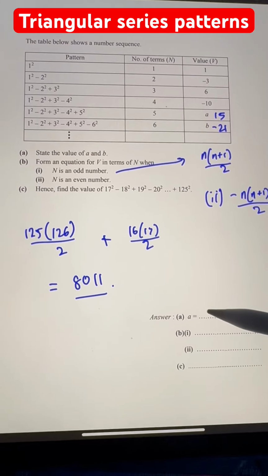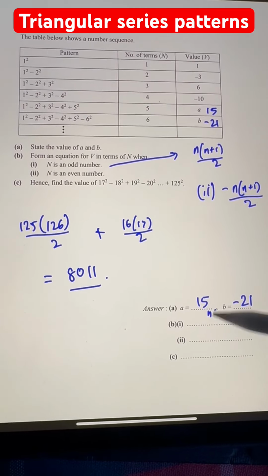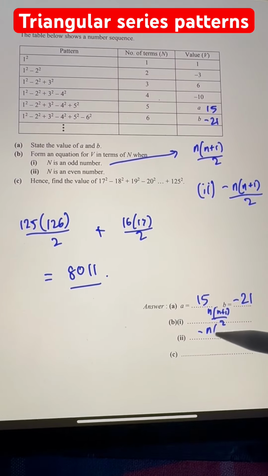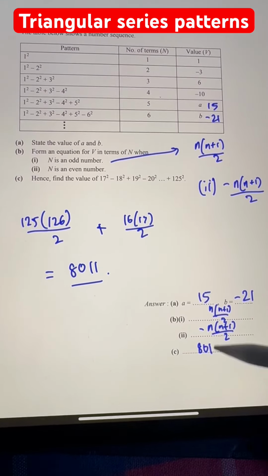So you can write our final answers. A equals 15, B is negative 21. This is n times n plus 1 by 2, B1. B2 is negative n times n plus 1 by 2. And C is going to be 8011. That's our answer.